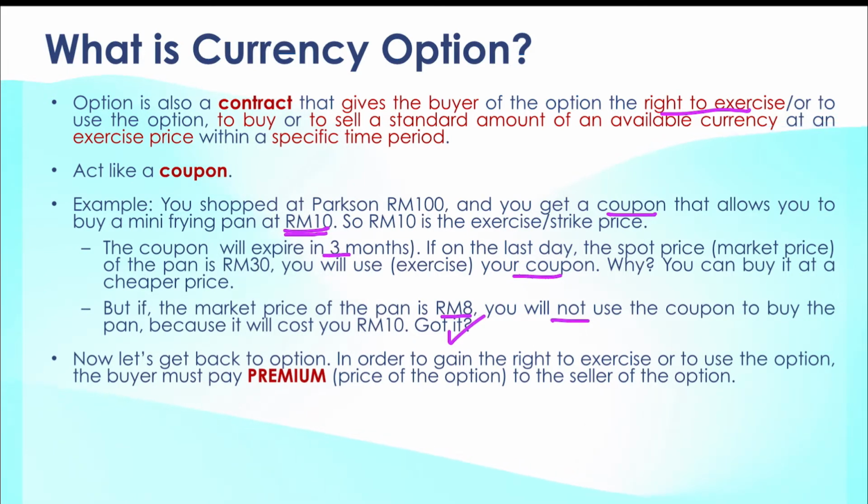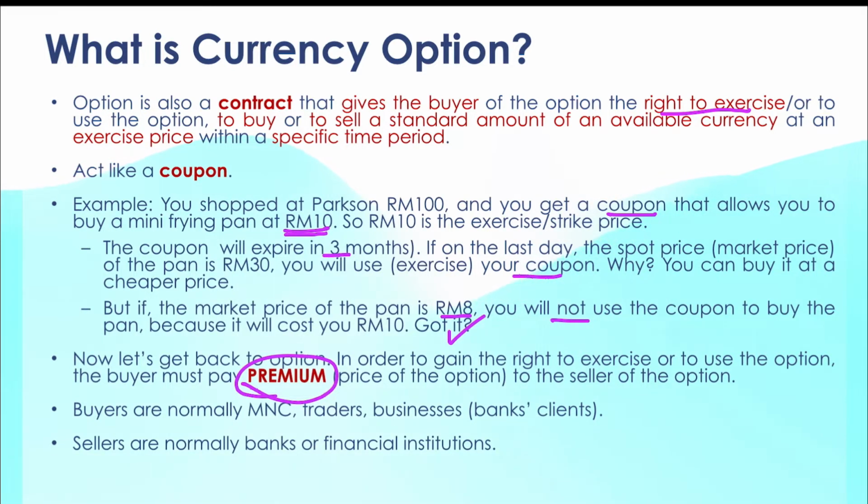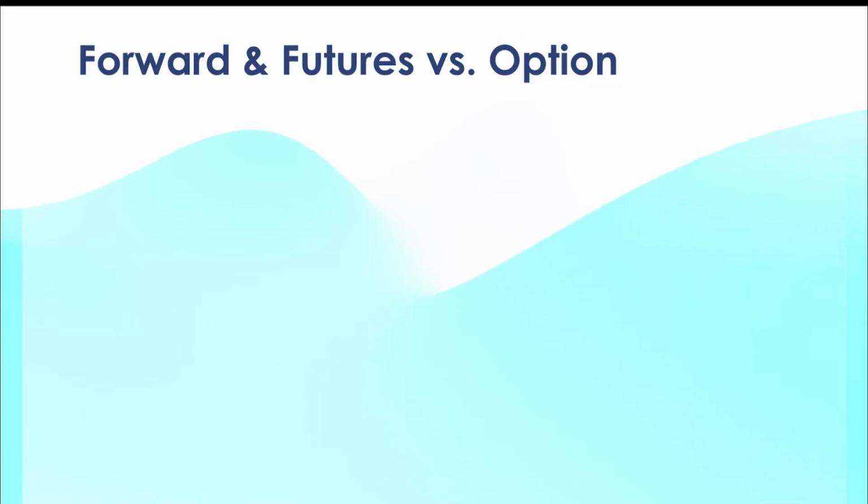In order to gain the right to exercise or to use the option, the buyer must pay a premium. What is premium? Premium is the price of the option. So premium is the cost to the seller to use the option. Buyers are normally MNCs or traders or businesses or bank clients, and the sellers are normally banks or financial institutions.